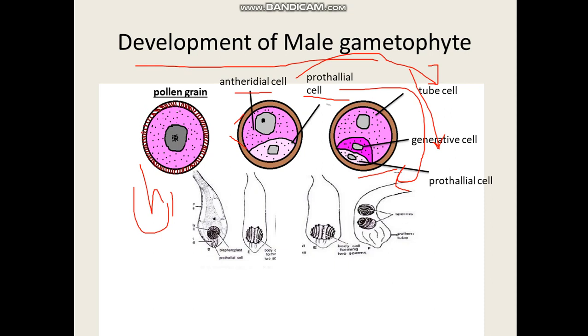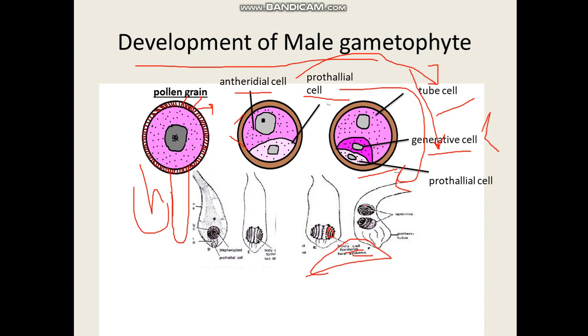There is a double wall: one is the exine and the other one is the intine. The exine breaks, and from the intine the pollen tube germinates, and the pollen tube is formed from the tube cell. The generative cell forms two cells: one is the body cell and another one is the stalk cell. The body cell will further divide and form two sperms in it. The body cell forms two sperms.